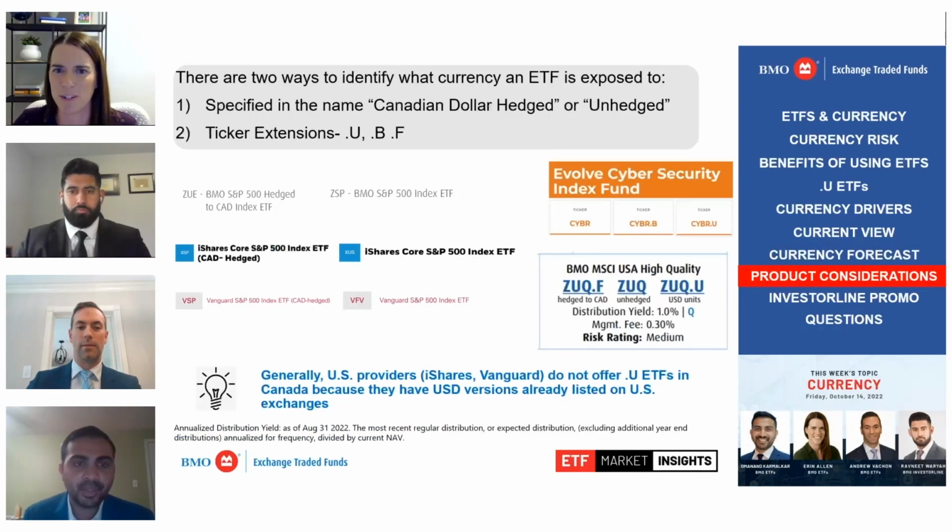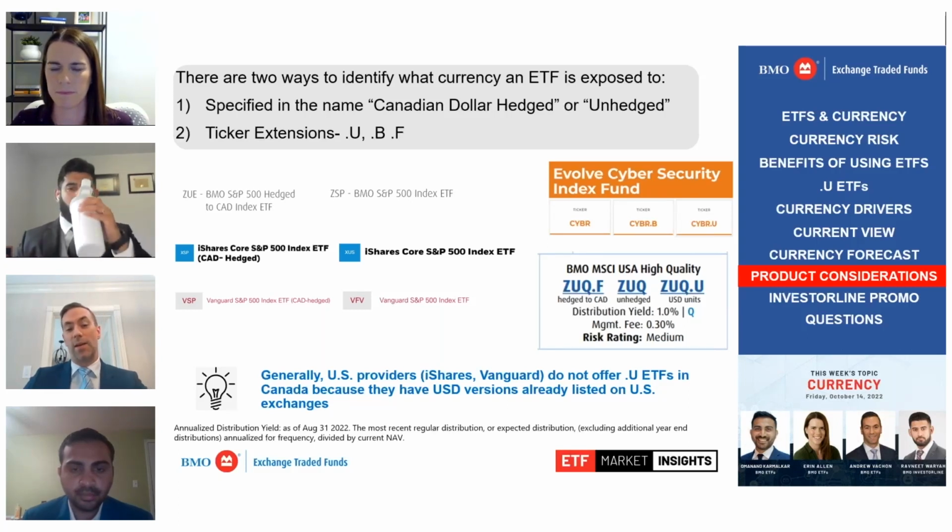Andrew, to close out our chat around currency, let's walk through what's available to investors and how they can sort of identify the different currency options out there in terms of ETFs. Of course, if you're looking to buy an ETF in Canada that holds foreign securities, there's a few ways you could do that, as we mentioned.